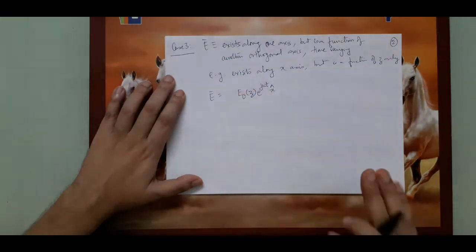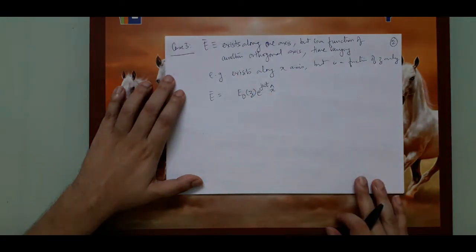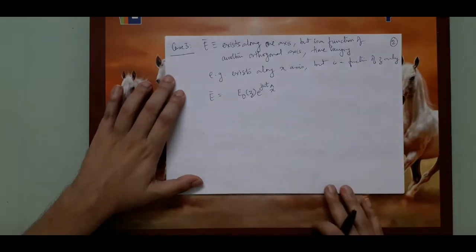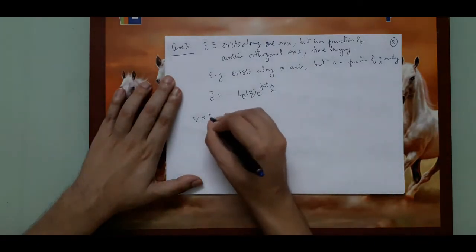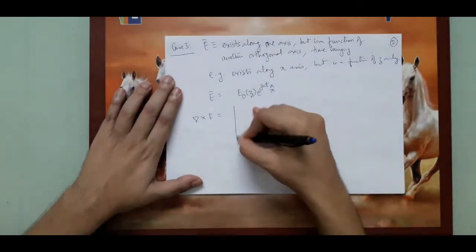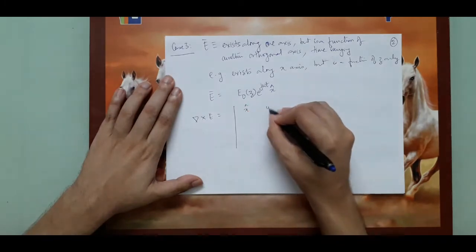So this is one form which we can investigate. Now let us see whether the H field will exist or not. Let us take the curl of E. What we will see is essentially this.